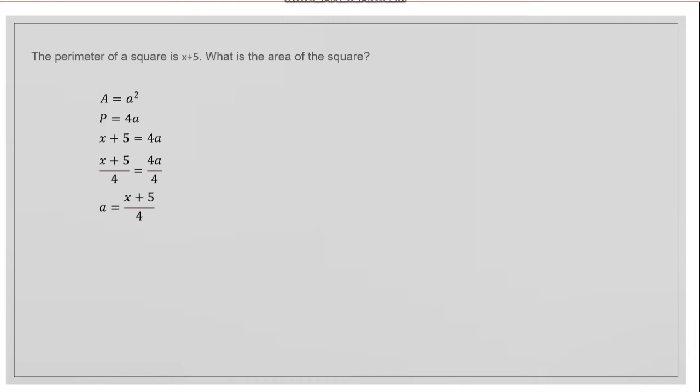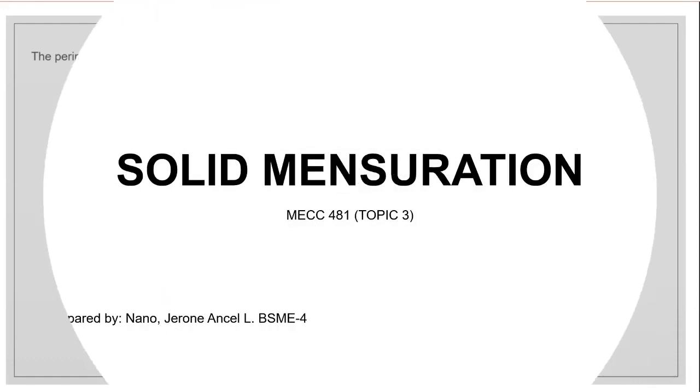And since the formula of the area of the square is equal to a squared, we substitute x plus 5 over 4 squared. So area is equal to x plus 5 squared over 16. That's all.